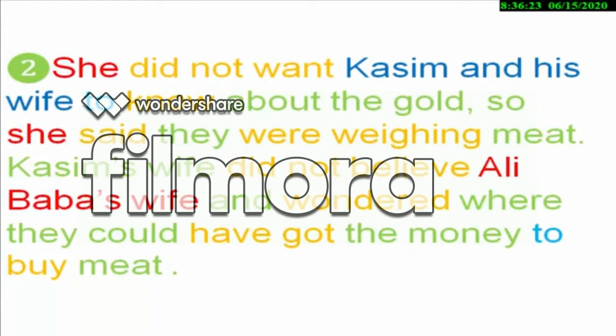Now we're going to make our Percy. Notice here. She did not want Qasim and his wife to know about the gold, so she said they were weighing meat.